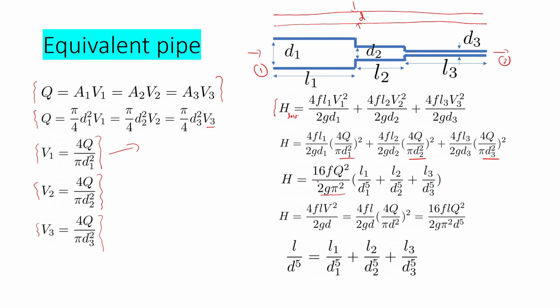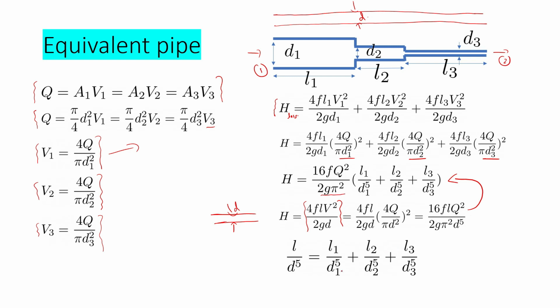And if you want to replace this entire pipe system with a pipe of a single diameter, the friction loss through that pipe will be with a diameter D and of the same length as that of the earlier pipe system. You can write 4FLV square by 2GD is equal to 4FL by 2GD into 4Q by pi D square the whole square. This is equal to 16FLQ square by 2G pi square D raised to 5. And you can equate these two.